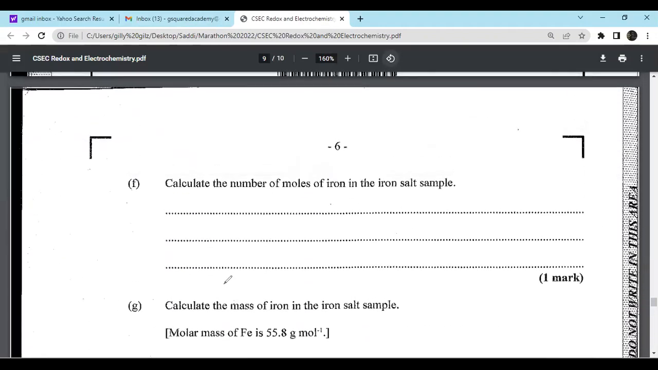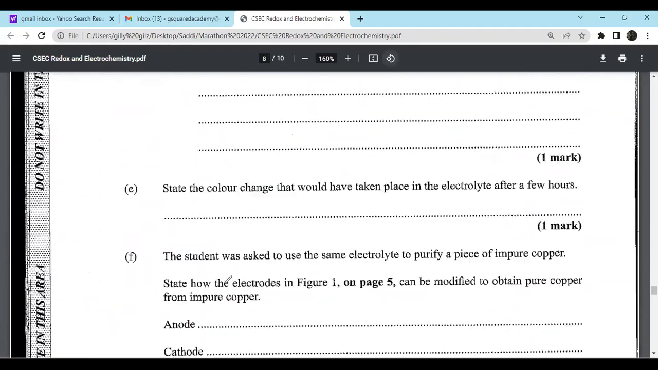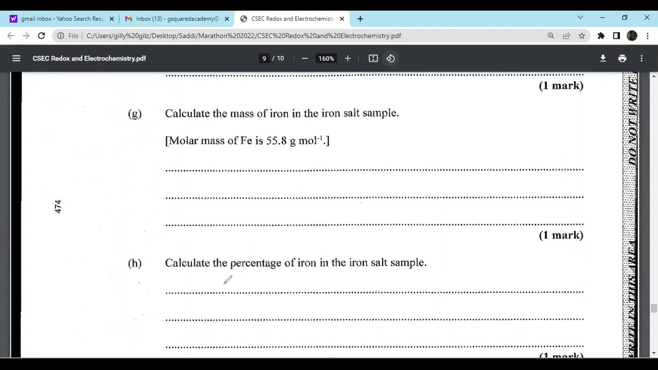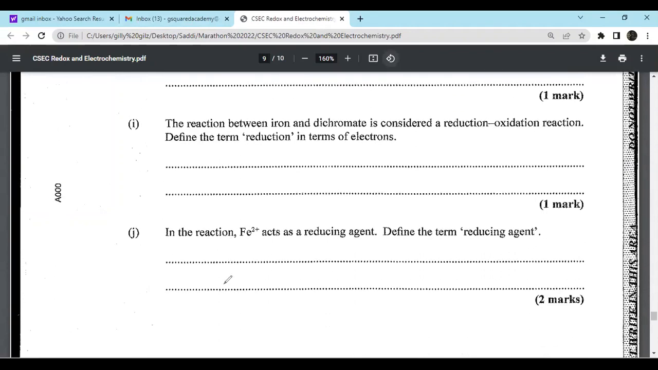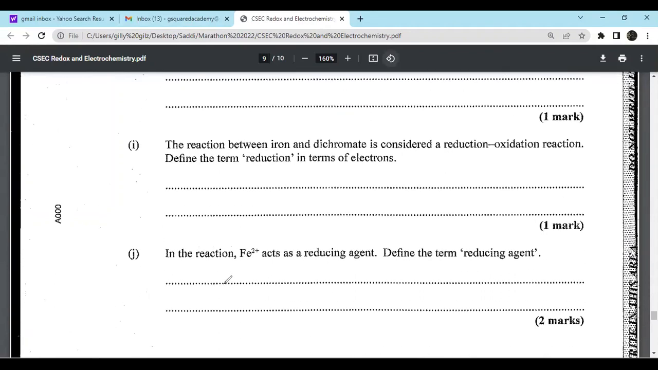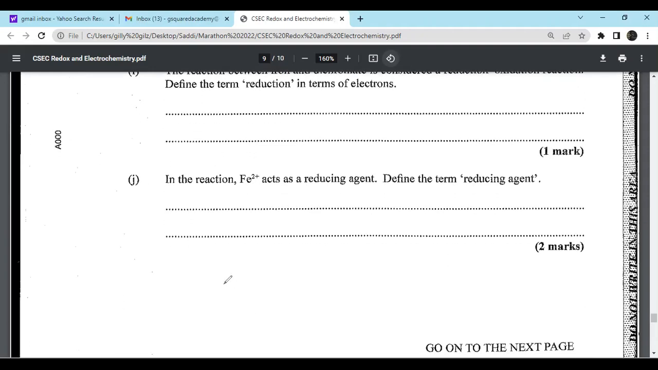Okay, that's coming from this question, but down here it asks you about redox, not electrolysis. It says the reaction between iron and dichromate is considered a redox, reduction oxidation reaction. Define the term reduction in terms of electrons. We just did this. Reduction is the gain of electrons. Full stop. Do not add anything else, please.